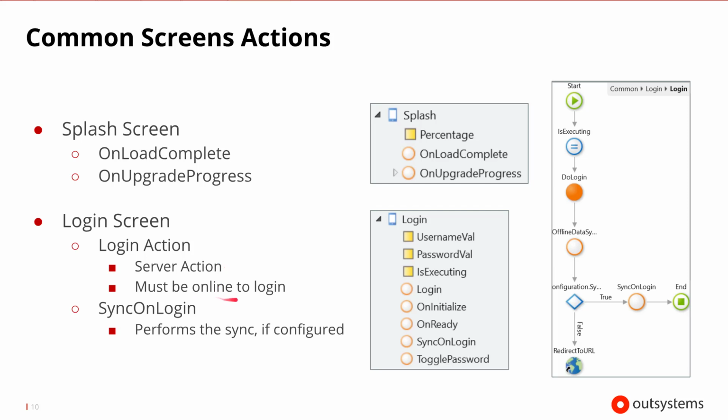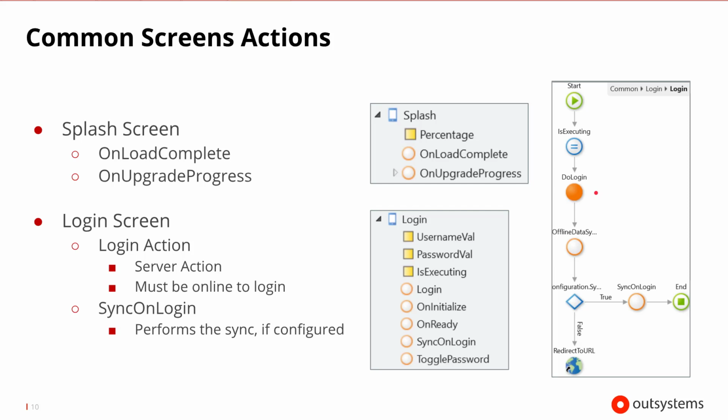So we actually have to be online to be able to log in. And then if we log in, and there is some data that we might need from the server, there is a sync on login that is possible. So here we can see the definition of the splash screen with the load complete and the upgrade. Here we can see the definition of the login. But here's the actual login action. And when we're logging in, the do login is actually a server action. So that means we have to be online. So you can't log in while offline.